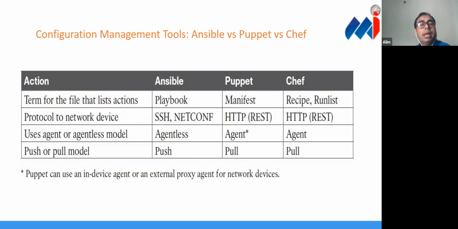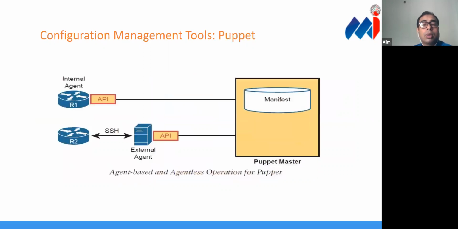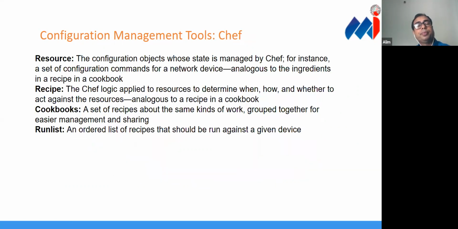Okay. And Ansible needs an agent. Ansible can be agentless. Okay. Puppet can be agent-based or use a third-party agent. Okay. In the picture here, look at this. Puppet is working with an API, but there is an internal agent used in router 1. In router 2, there is no agent, but there is another device in between Puppet and the router. In the external device, there is an agent, and that agent is connecting to the router using SSH, okay, indirectly.